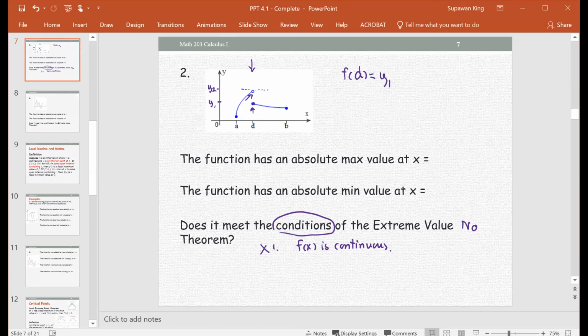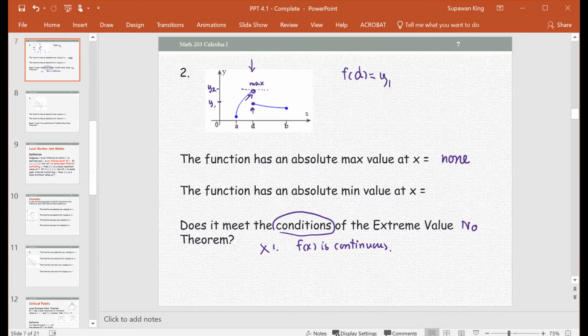It's supposed to be the maximum right here, but since you cannot tell what the value is going to be, even though it gets closer and closer to y2, the maximum value doesn't exist for this case. The absolute maximum value at x is going to be none, because you cannot name any number that is the highest value of all. Even though we can find the function value at that point, it is not the maximum overall.